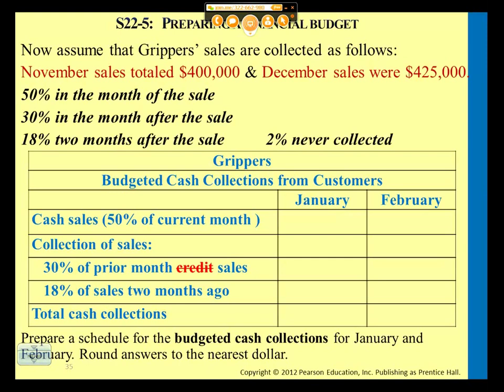All right, so how are we going to calculate this? We have cash sales of 50% of current month. And then we have collections of sales, 30% of prior month sales, 18% of sales 2 months ago, and then total cash collections. So try for literally 2 minutes. So cash sales 50% of current month. What is the current month?